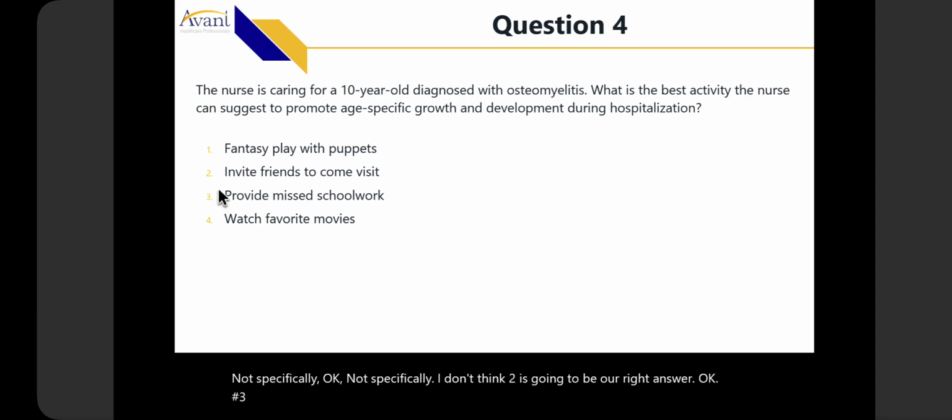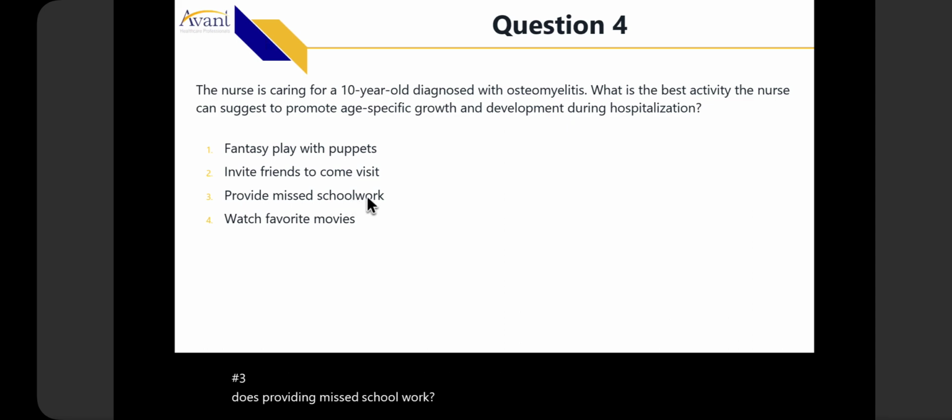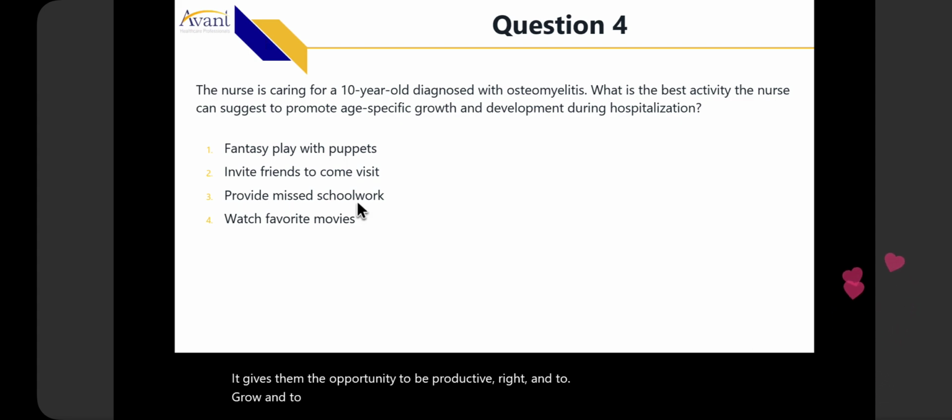Number three, does providing missed schoolwork help this patient with building competence? Yeah, it does, right? It gives him the opportunity to be productive, and to grow and perfect whatever he's studying at school. So, yeah, this could be it.